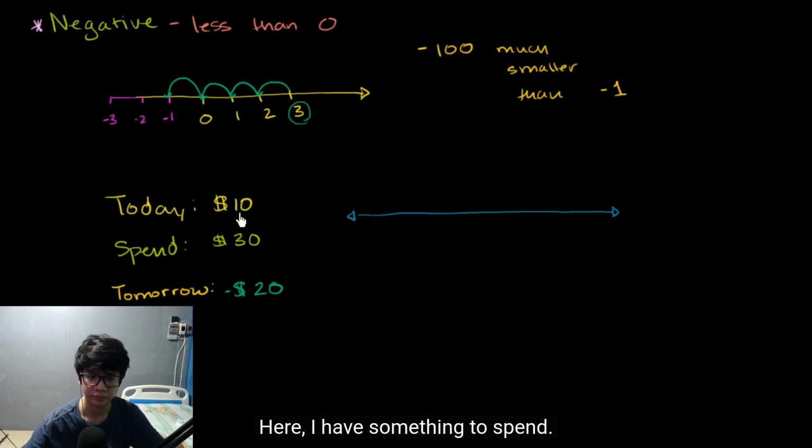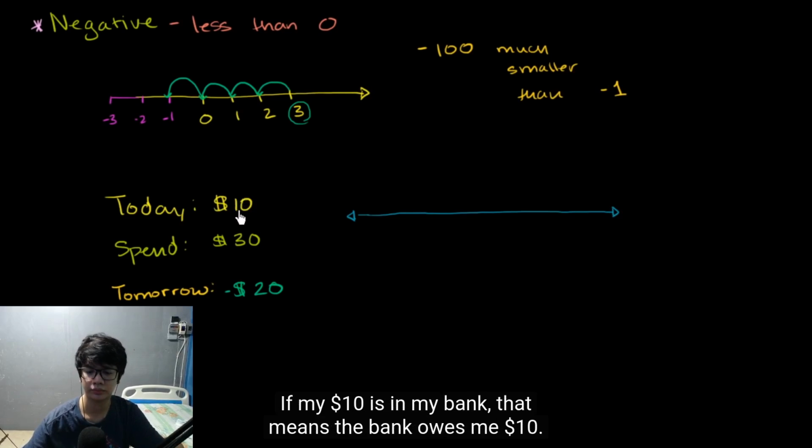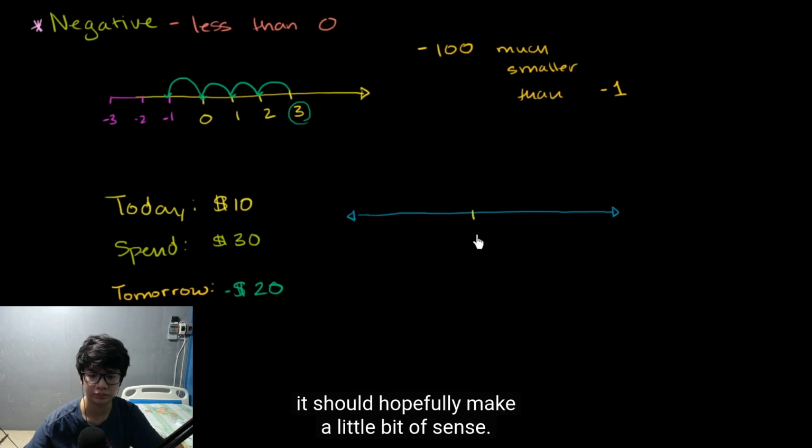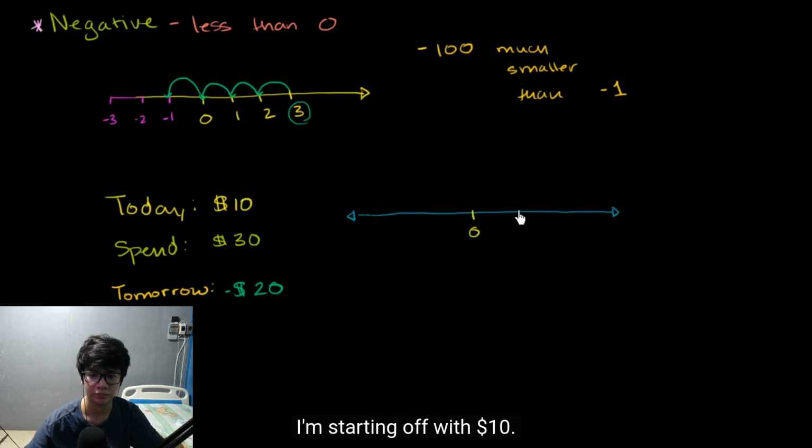Here I have something to spend. If my $10 is in my bank account, it means the bank owes me $10. I have $10 that I can use to go spend. Now all of a sudden, I owe the bank. I've gone the other direction. And if we use the number line here, it should hopefully make a little bit of sense. So that is 0. I'm starting off with $10.